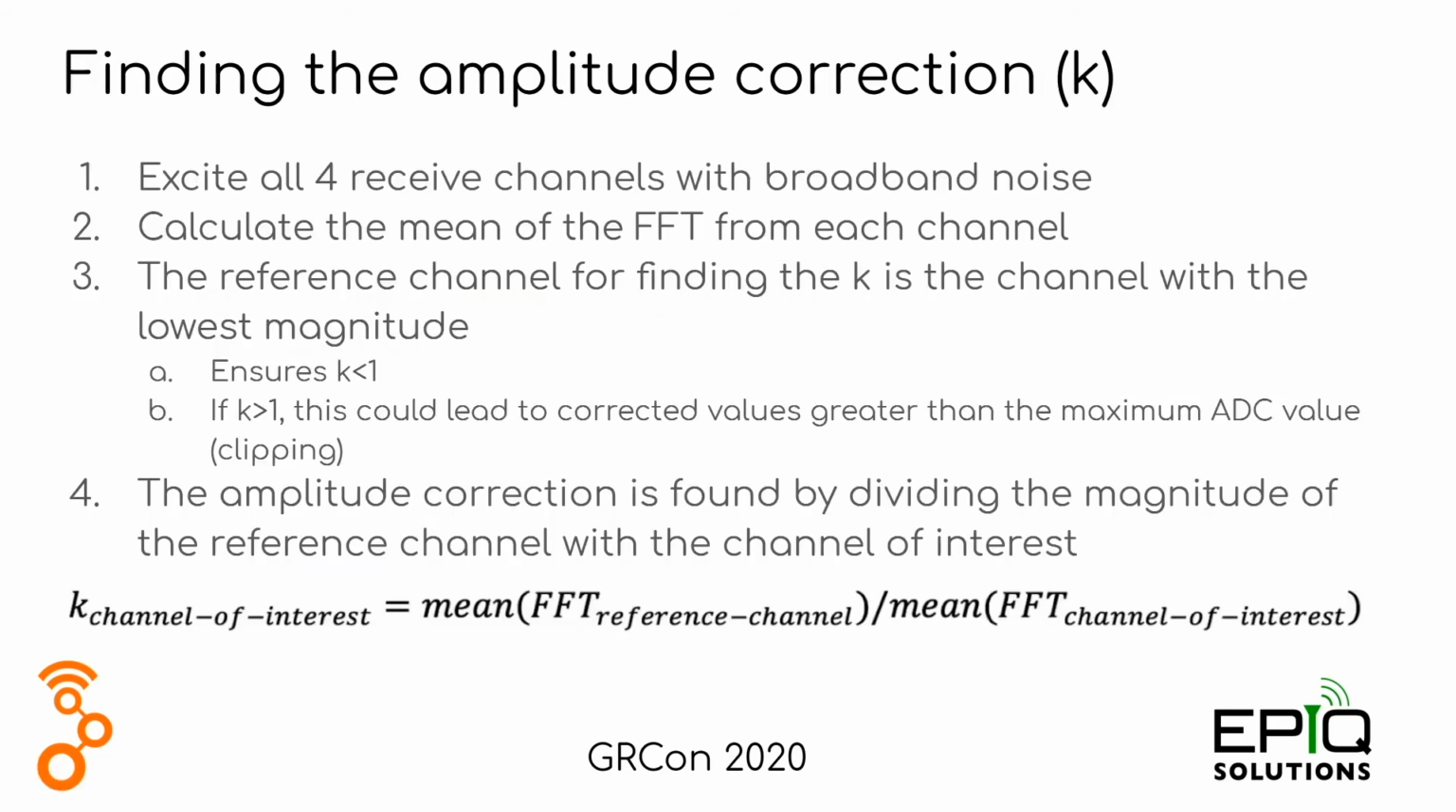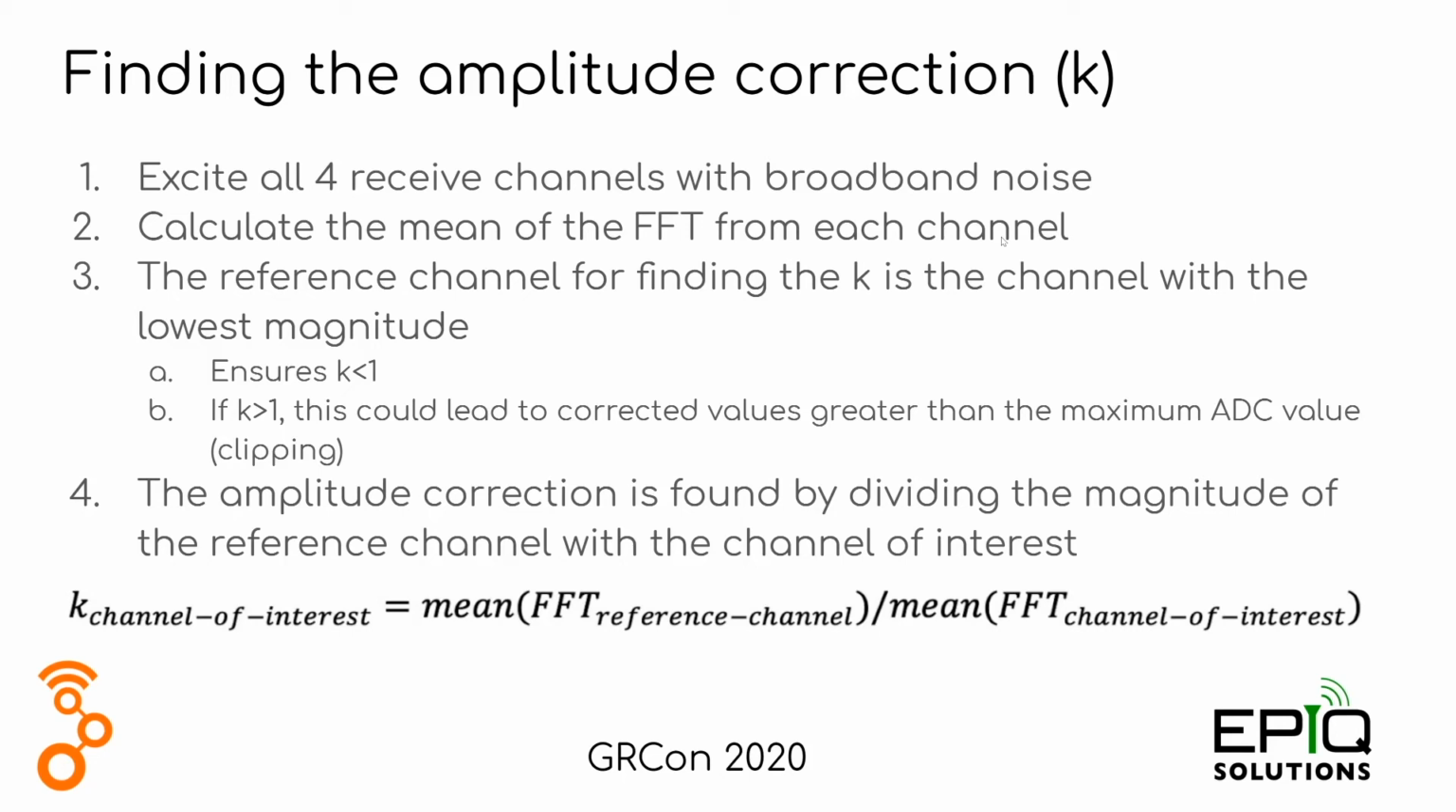Now we're going to figure out what the scale is. This is a little easier. You can use that same noise signal that we've already measured, the same set of samples. We just need to calculate the mean of the FFT from all of the channels. You can't just arbitrarily choose the reference channel in this situation, because, for example, we're using 16-bit ADCs in this one. So we have to ensure that whatever scaling factor we apply to these samples, they're not going to go over the maximum value of the ADC, because that's going to cause clipping.